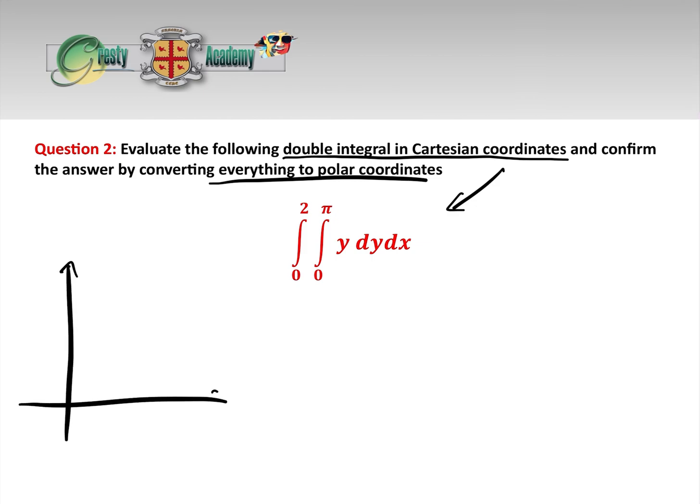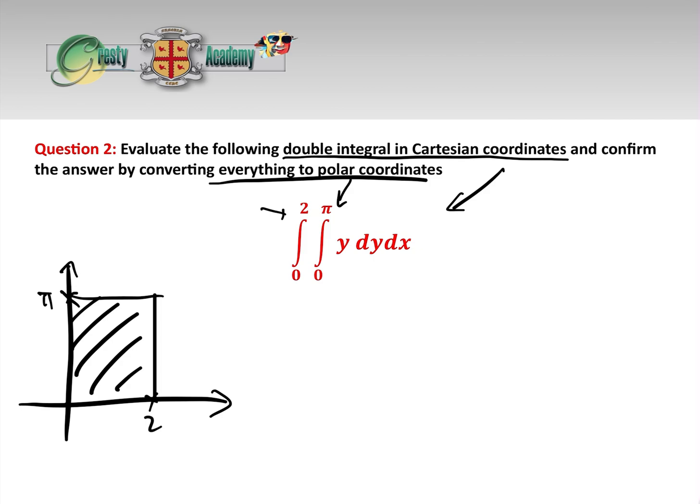Okay, so we have here our x, y, and we are integrating from y going from 0 to pi, so here's pi and here's 0, and x going from 0 to 2, so here's 2. So we're basically integrating along this rectangle here, and so let's just do it in Cartesian coordinates.